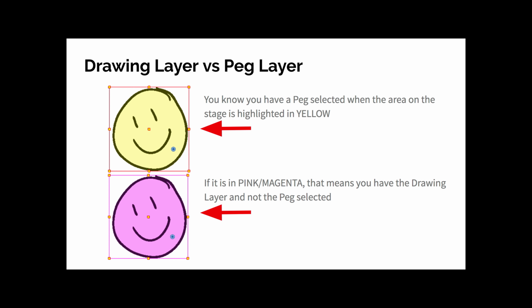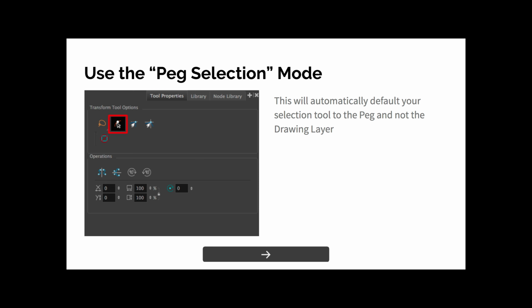You know you have a peg selected when the area on the stage is highlighted in yellow. You get a yellow tint to everything when you have a peg selected. If it looks pink and magenta, that means you have the drawing layer selected and not the peg. When in doubt, you can hit B and that should jump you up to the next layer. It should jump you up to the parent. So if you're on a drawing layer and you hit B, it should pop you up to the peg layer. If you want to go down the chain, if you want to go from the peg layer to the art layer for replacement animation, for example, you would go Shift B to go down the chain.